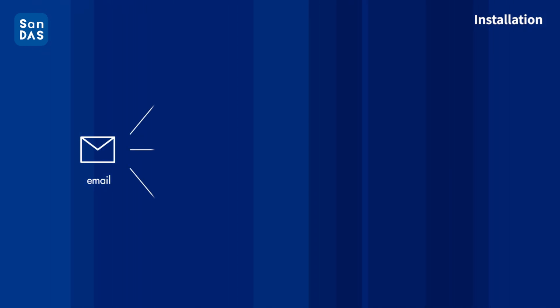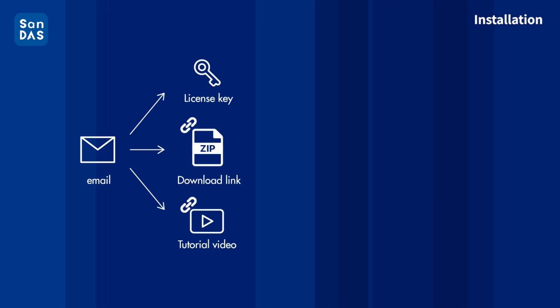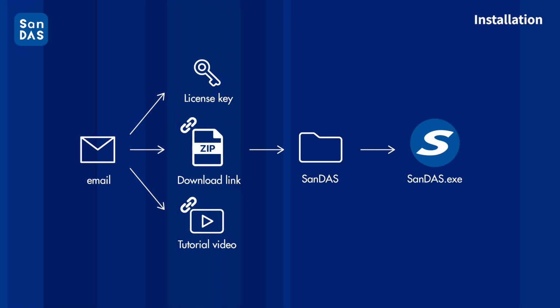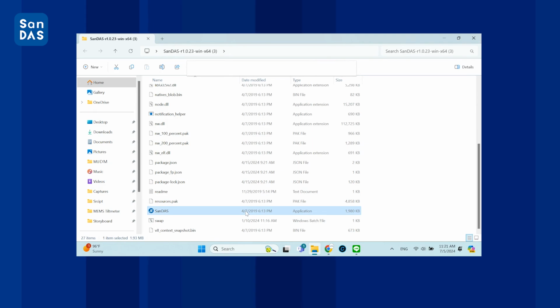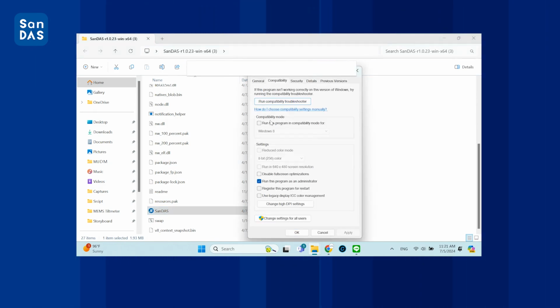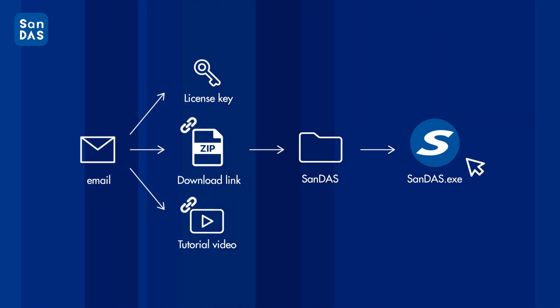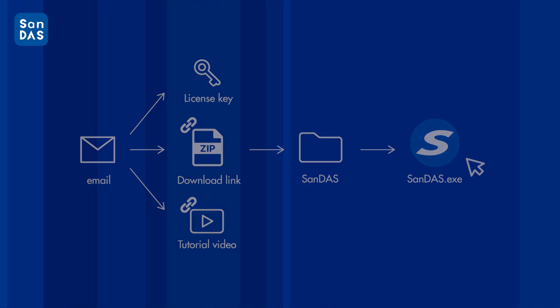Let's begin with the installation process. Upon purchasing SanDAS, you'll receive an email containing a zip file download link, a license key, and a tutorial video link. Start by unzipping the file and then right-clicking on the exe file within the folder. Next, select Properties and navigate to the Compatibility tab. Check the box labeled Run this program as an administrator and click Apply. Once these steps are completed, simply double-click on the sandas.exe file, and it will open automatically.